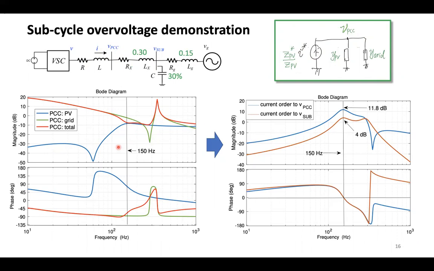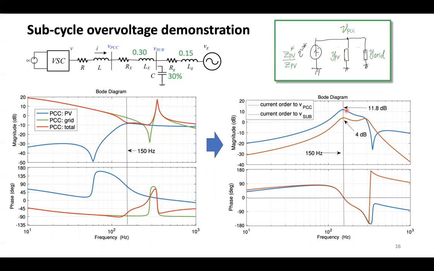So this is YPV, the blue one, and this is the grid, the green one. If these two add together, then we can see the red one, right? Once this red one is added together, we can calculate what is VPCC versus this. VPCC should be related to this total and something related to this one. Anyhow, let's look at voltage order to the PCC.